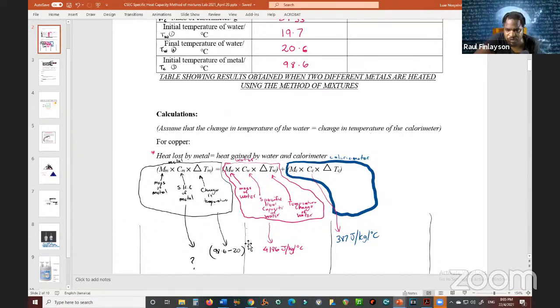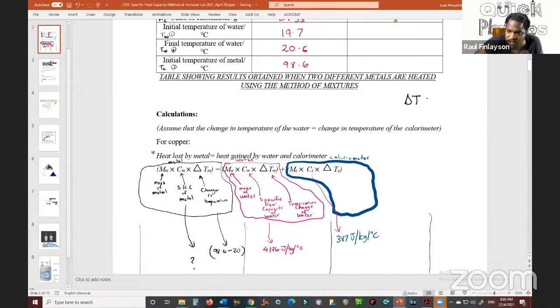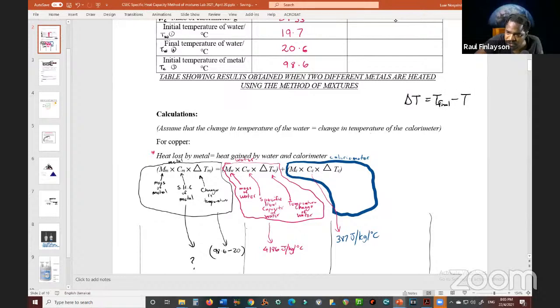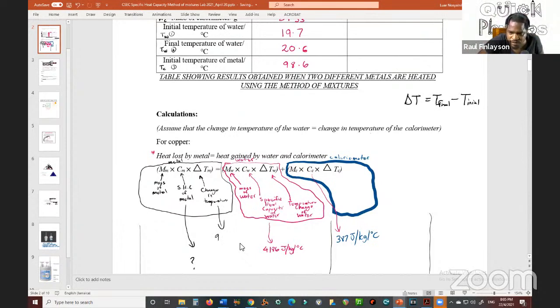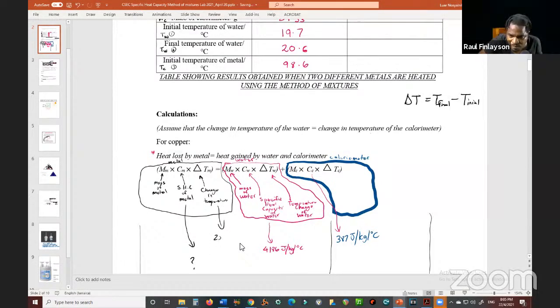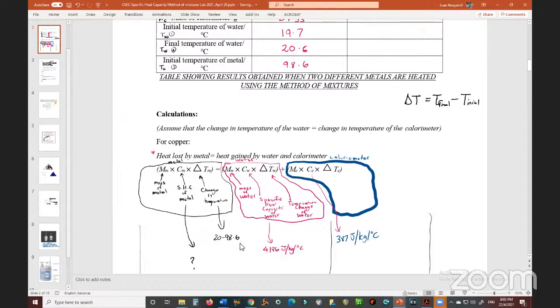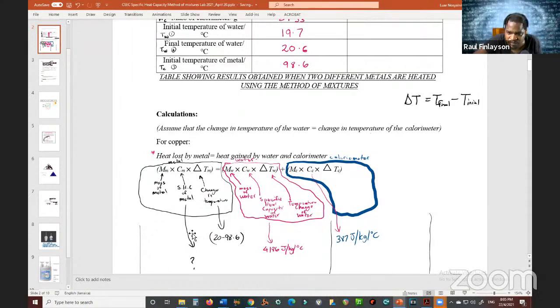As a matter of fact, I should switch these around because the formula here, and I'm going to point this out to you guys: temperature change, or delta T, is equal to the final temperature minus the initial temperature. So that's the concept there, guys. I forgot what's up with this thing here. So we're going to switch this around then. Any questions here, guys? No, sir. All right, so we have 20 minus 98.6 for the temperature change.